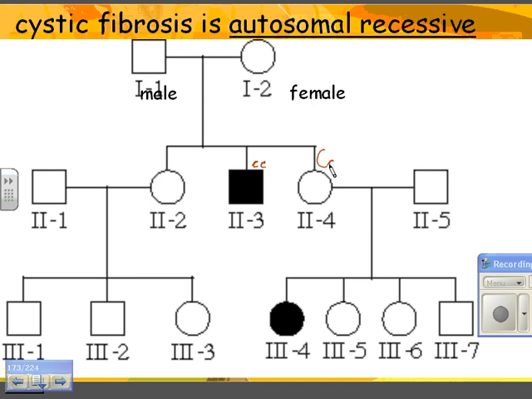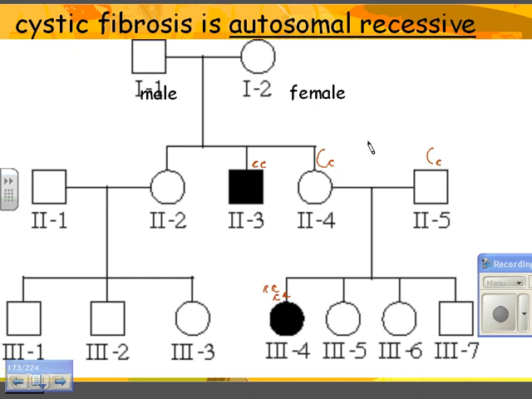This one's a carrier for it, and her husband must also be a carrier for it. And then they end up having a kid who actually has the disease. That should be little c, little c. I don't know if that was clear.